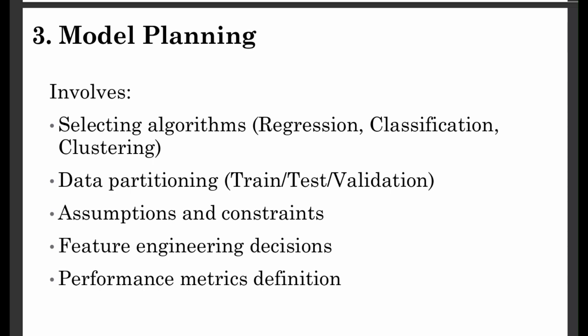Performance metrics definition. Deciding upfront how you will measure success. For regression: MAE, MSE, RMSE, R square. For classification: accuracy, precision, recall, F1 score, AUC, and ROC. Defining metrics before modeling prevents the temptation of choosing metrics that make your model look good rather than actually performing well.